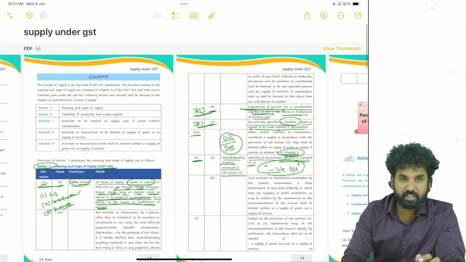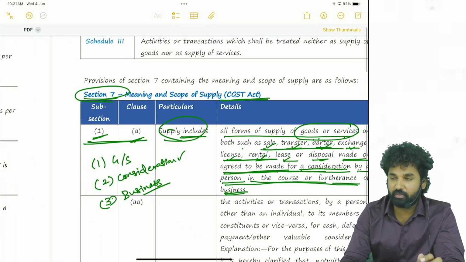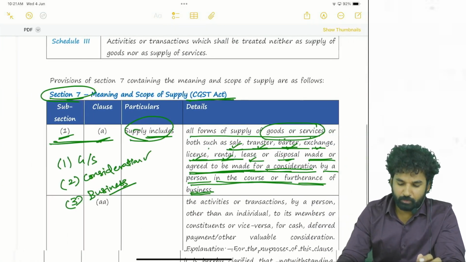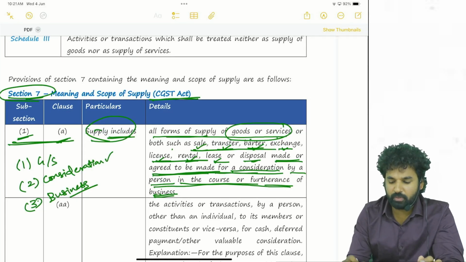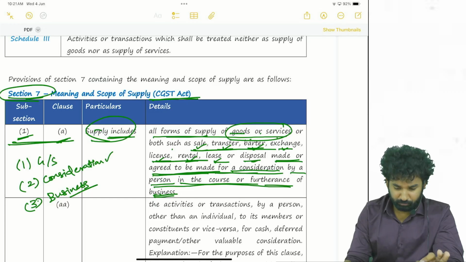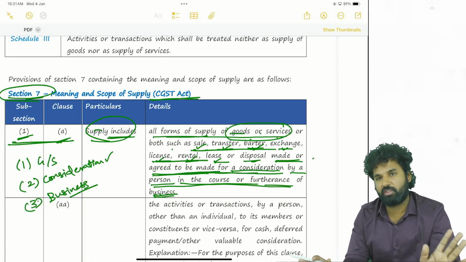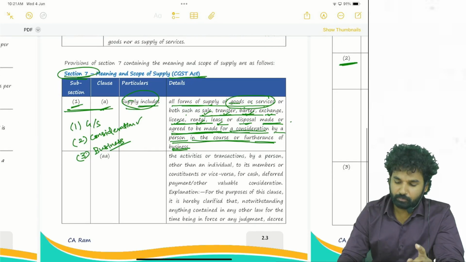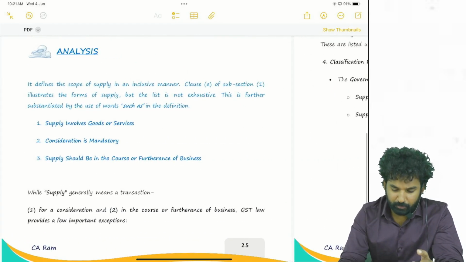Now we will discuss each and every word of the definition, or every word of the clause. Section 7 subsection 1 clause A: supply includes all forms of supply of goods or services or both, such as sale, transfer, barter, exchange, license, rental, lease or disposal made or agreed to be made for consideration by a person in the course or furtherance of business. Now moving to the analysis part.